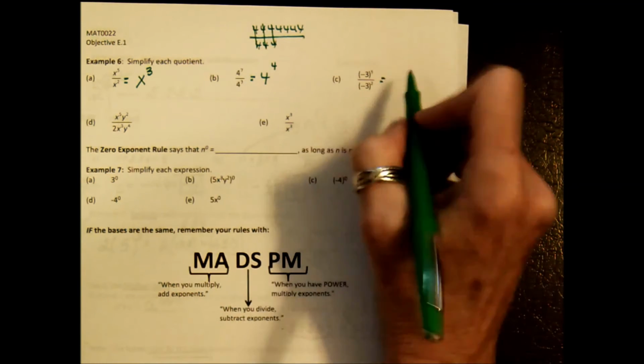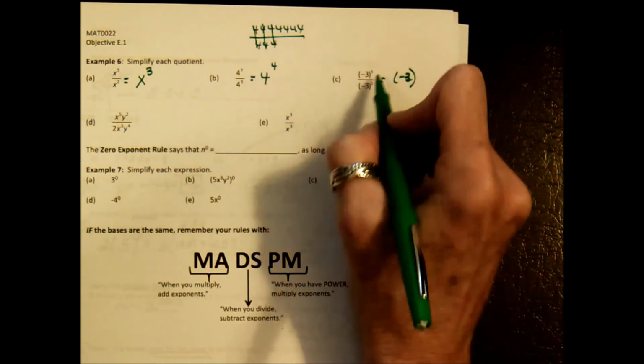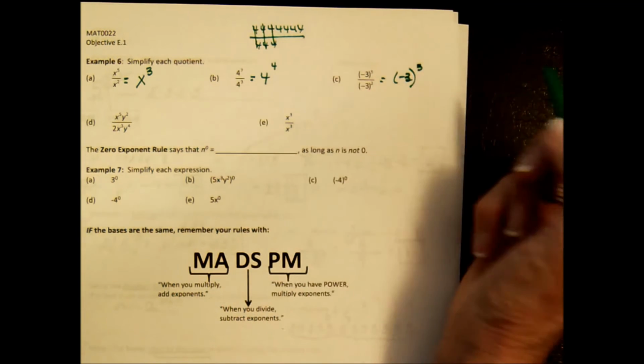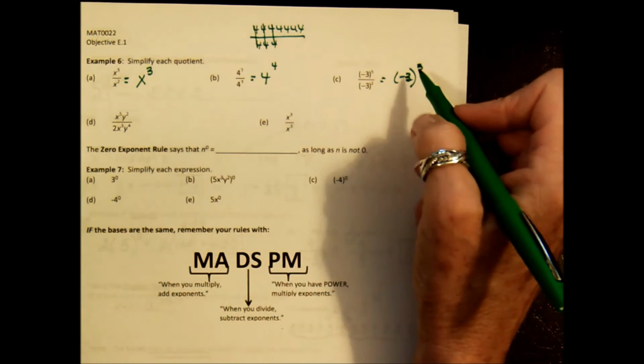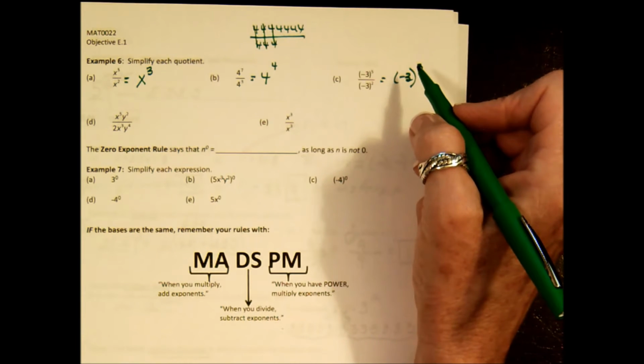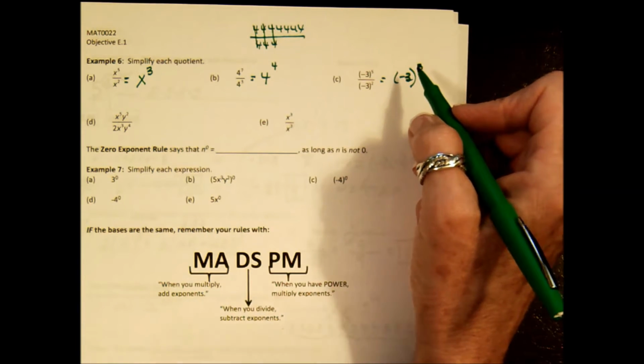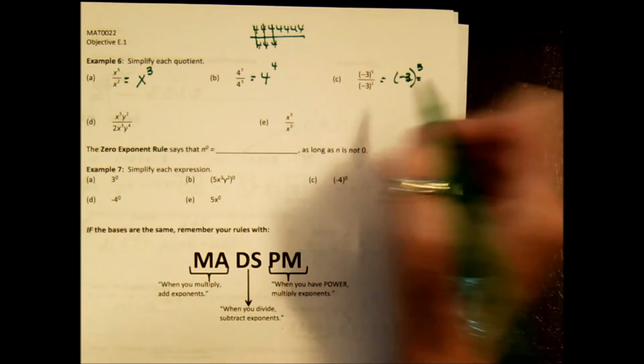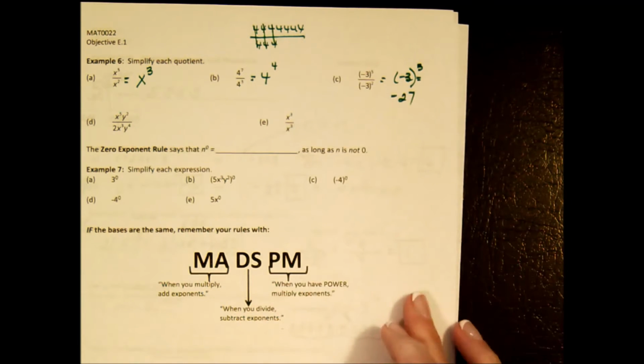Here our base is negative 3. 5 minus 2 is 3. I would say go ahead and multiply this one out because the number is small. So it's negative 3 times negative 3 times negative 3, which is negative 27.